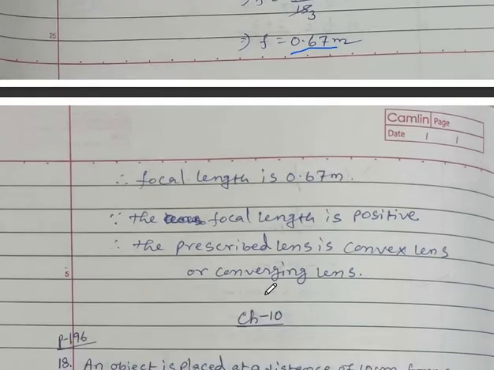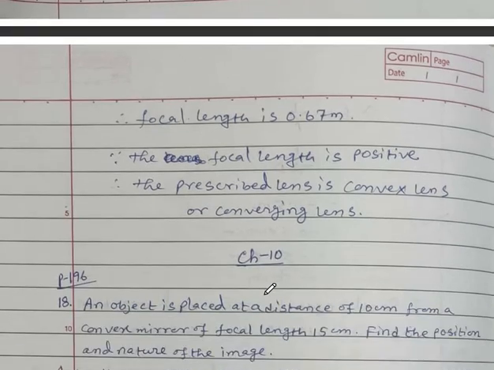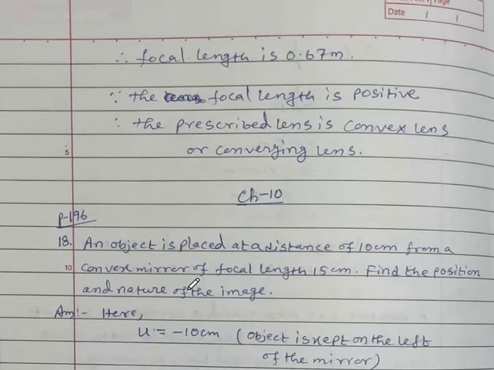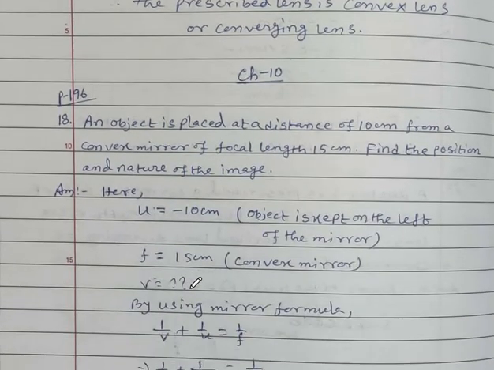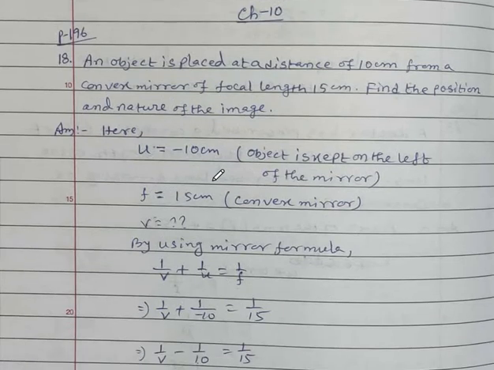After this question, now page number 196, I'll teach you question number 18 from the exercise. An object is placed at a distance of 10 centimeter from a convex mirror, whose focal length is 15 centimeter. This is about mirror only. They are asking to find the position as well as the nature of the image.